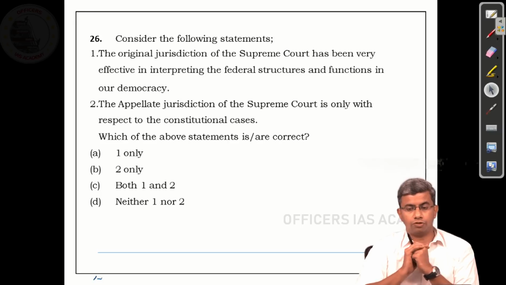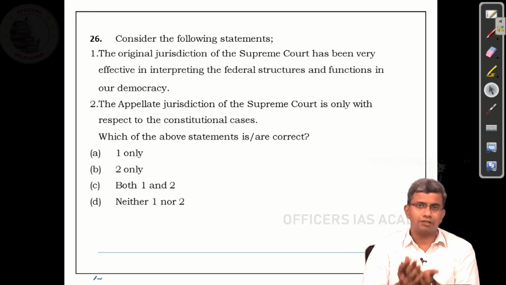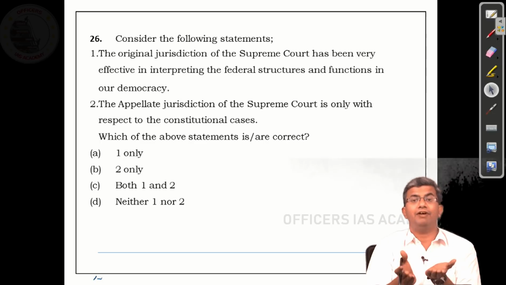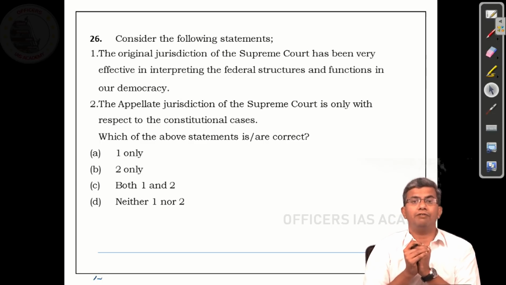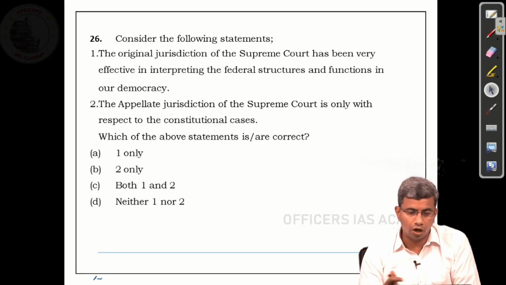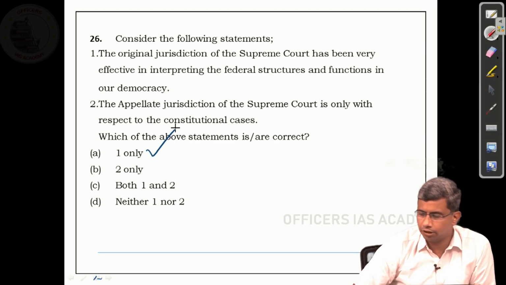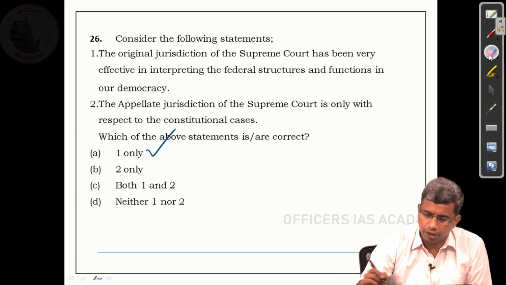The appellate jurisdiction of the Supreme Court is only with respect to constitutional cases. No. Even civil cases, there are appeals that is possible, subject to satisfaction of certain conditions. Criminal cases, wherever it is a fit case for appeal, an appeal can lie with the Supreme Court. So it is not only meant for constitutional cases or constitutional law. So the second statement is wrong. The first statement is correct. The correct answer is A, 1 only.